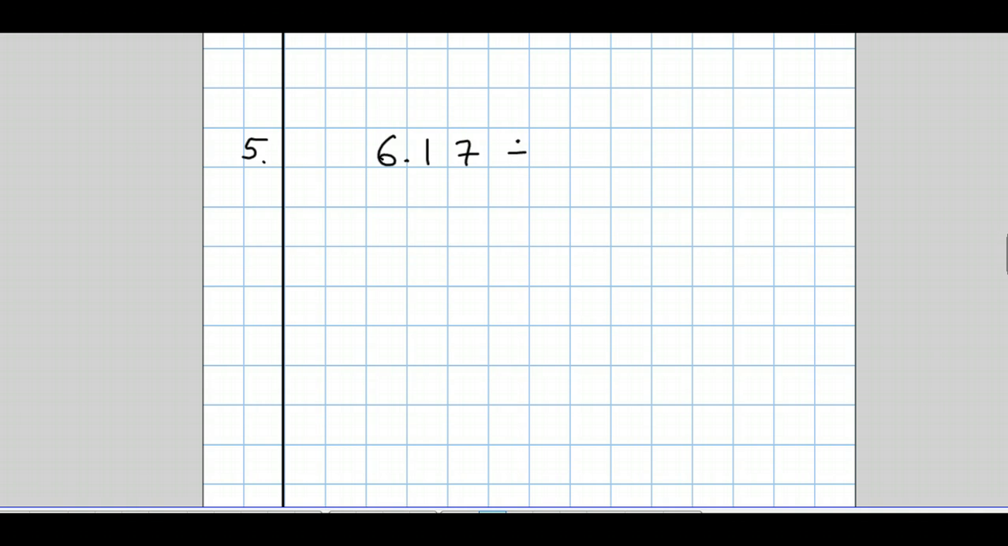6.17 divided by 0.02. Now, we don't divide by decimals, so I'm going to make this into a whole number. I'm going to make it into 2 by multiplying it by 100. But I have to do the same to the other side so that my answer will be the same. So that times 100 is 617.